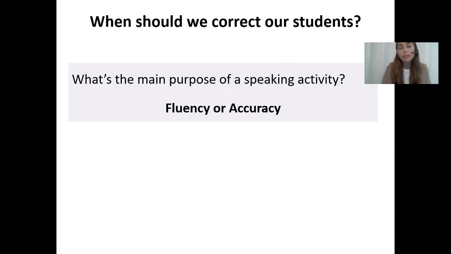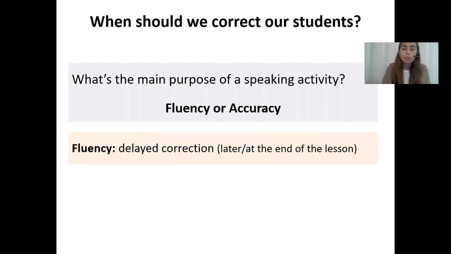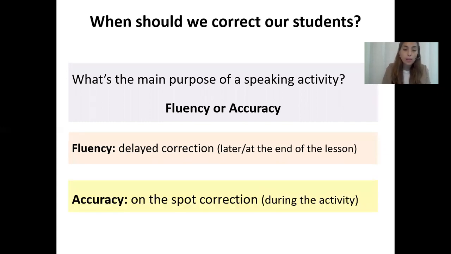If the purpose and the goal of activity is fluency, we should not interrupt our students, and it's better to apply delayed correction technique, which is done at the end of the lesson or activity. On the other hand, if you are focusing on accuracy, it's better to use on-the-spot correction, which will let students understand what kind of mistake they are making and focus on accuracy in speech.